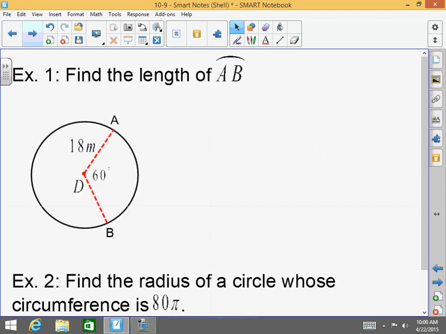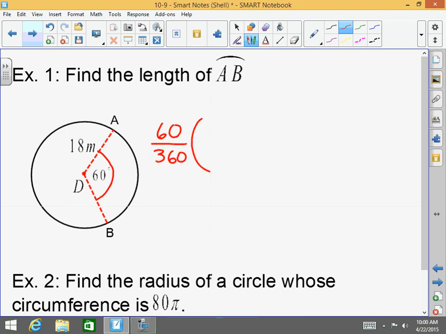Now, find the length of AB. Okay, perfect example. In this case, they gave me the central angle. So, central angle over 360 times the circumference. In this case, they only gave me the radius. So I have to multiply that by 2, so it's 2 pi r. So this is going to be 36 pi over 360. Well, cancel out the zeros. Cancel out the 36. I've got 6 pi as my answer.